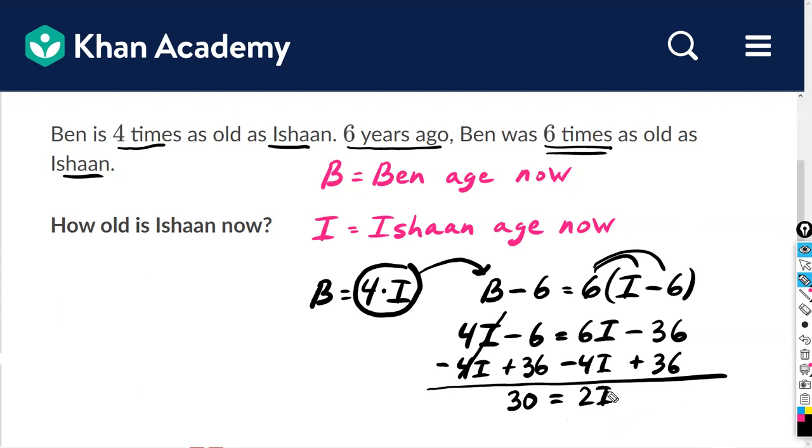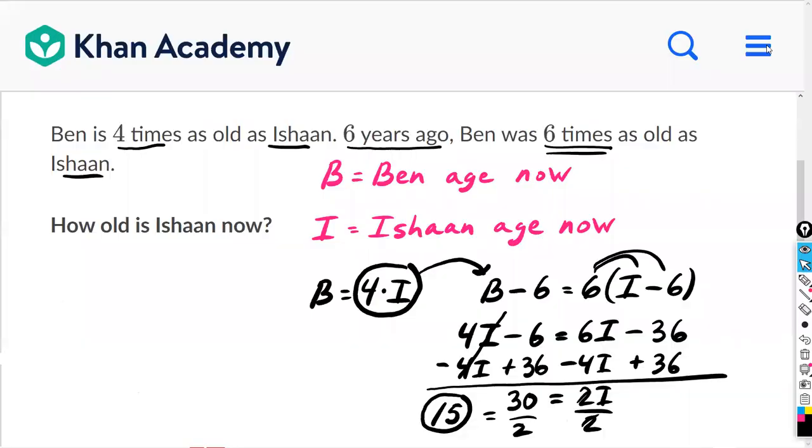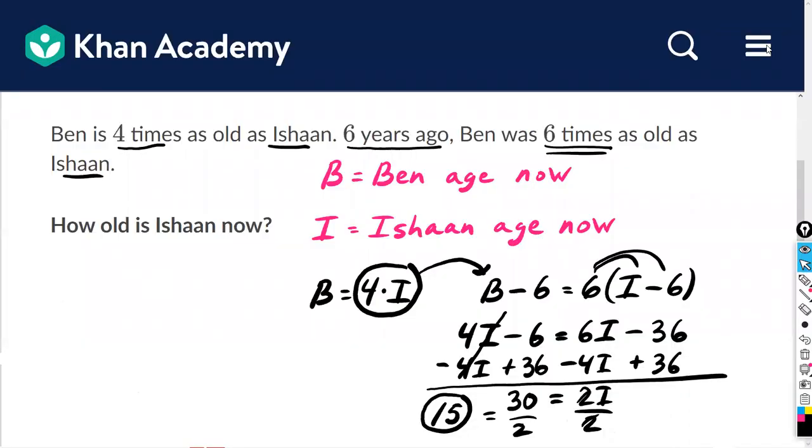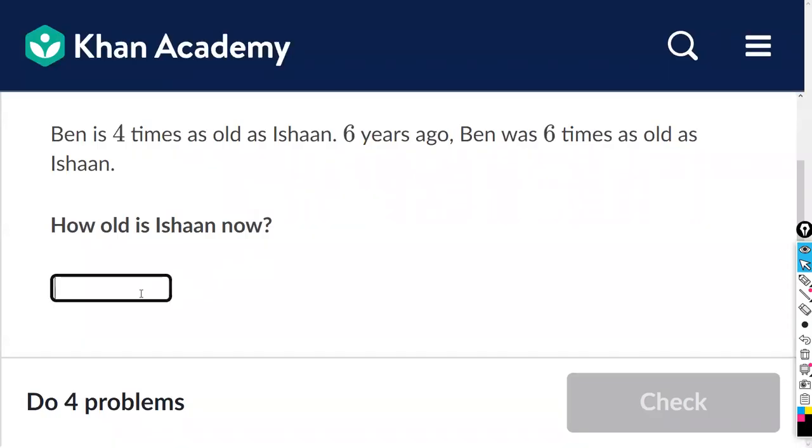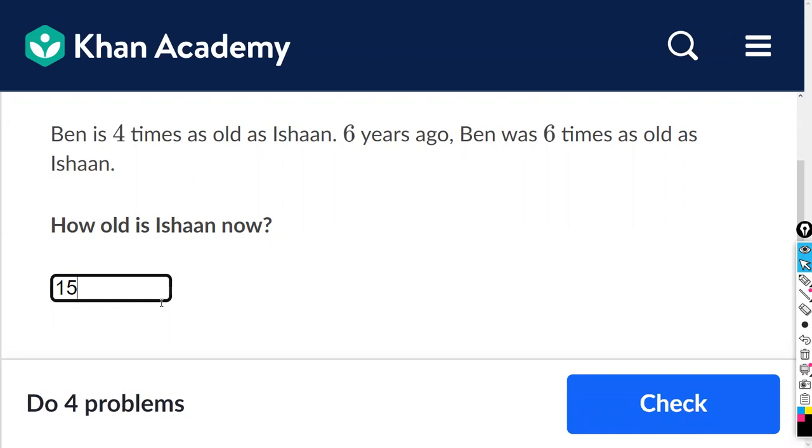And solving for I, the opposite of I times 2 is divided by 2. You do it to both sides. The 2's cancel. And I is going to equal 30 divided by 2, which is just 15. So Ishaan's age now is 15. So just click inside the box and type 15.